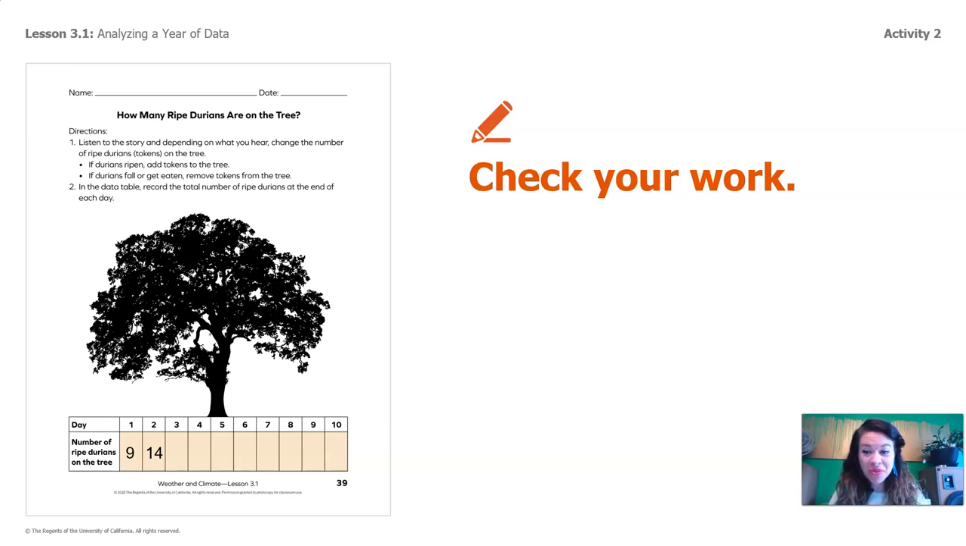All right, are you ready to check your work? We know that on day 1, there were 9 durians on the tree. And the next day, the scientists noticed 5 more durians had ripened. So since it says 5 more, we know we're adding. So 9, 10, 11, 12, 13, 14. So on day 2, there were 14 durians.